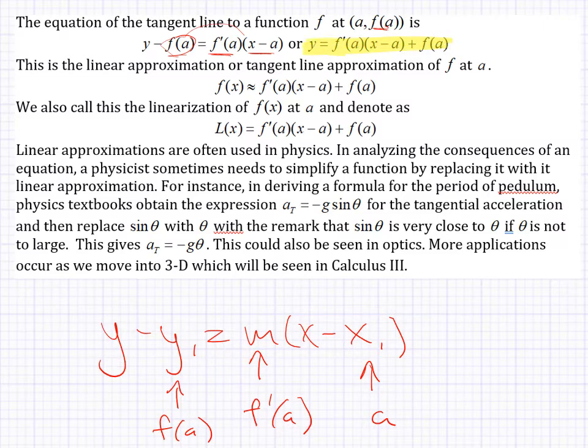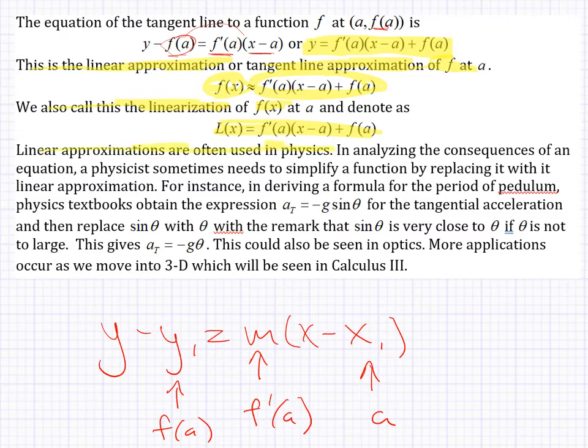So this is basically saying y equals f prime of a times x minus a plus f of a. And this is what we call the linear approximation, or the tangent line approximation, of f at a. So essentially the function can be roughly approximated with this tangent line. We also could call this the linearization of the function. The approximation of the function, the linearization of the function, essentially flattening out the function to a line using this formula. So these can be used in a lot of different places.